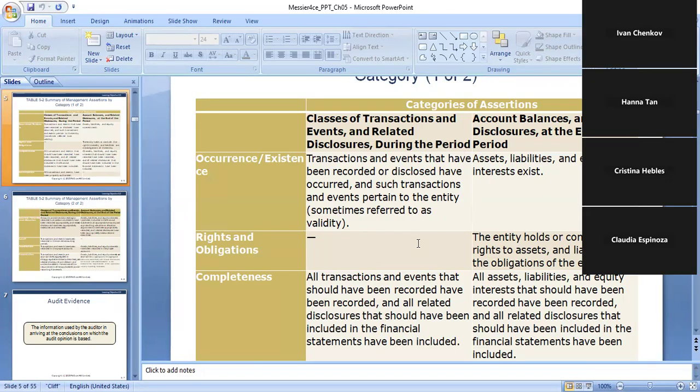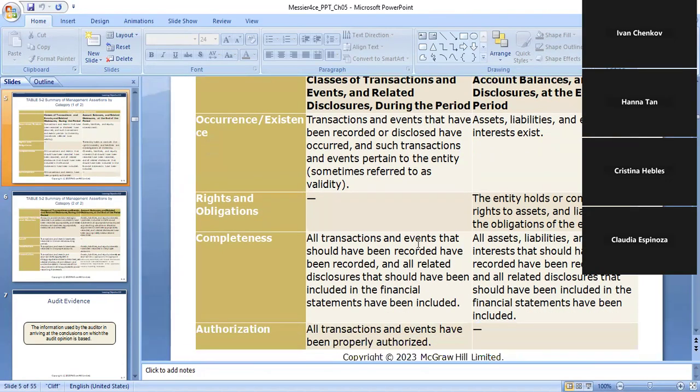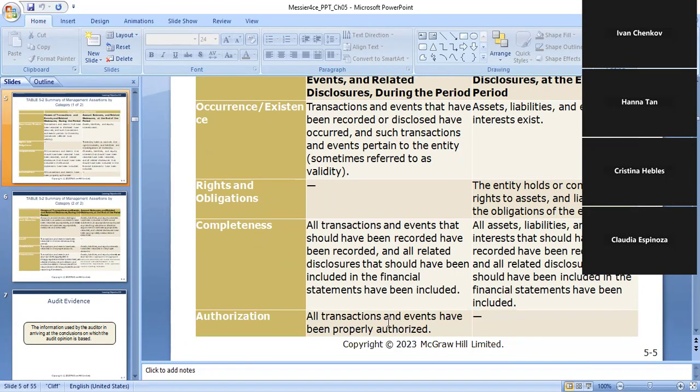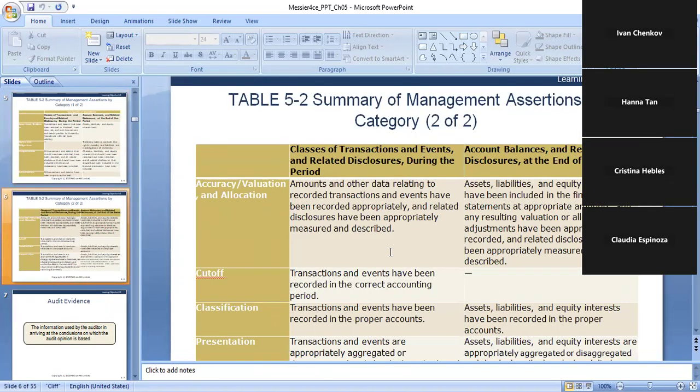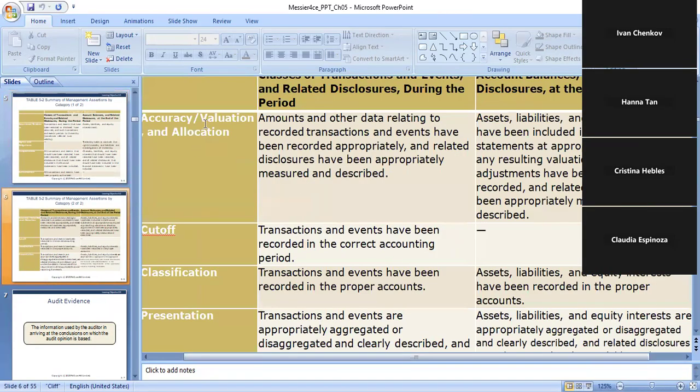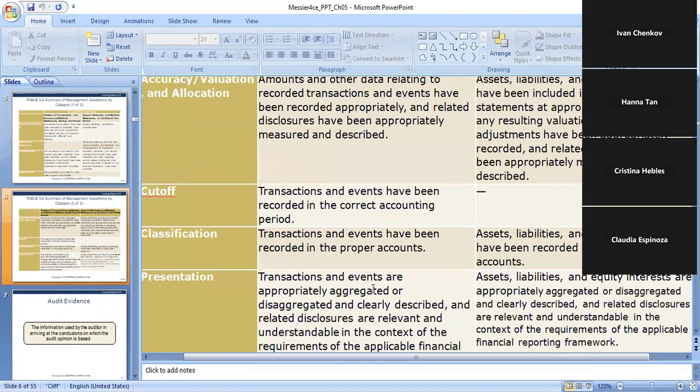Completeness, we have on both. Authorization, we have only for transaction events, not for the balances. Then we're going to accuracy, valuation, and allocation. Cutoff, we have for the transactions, but we don't have a cutoff for the account balances. Classification we have for both, and presentation we have for both.